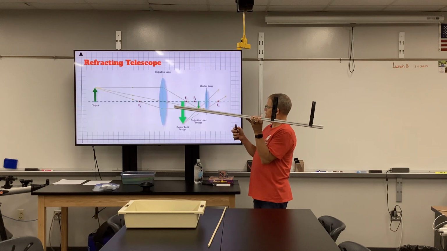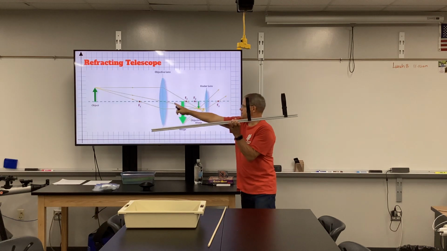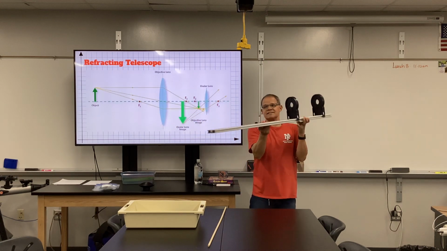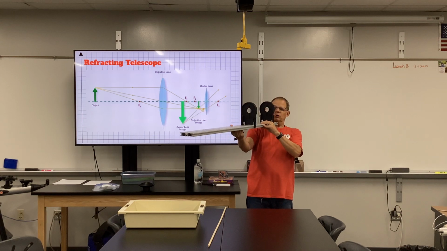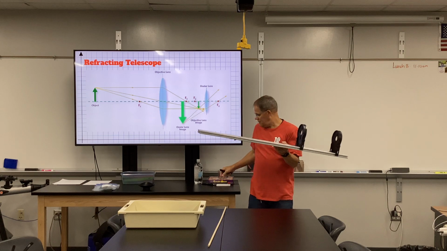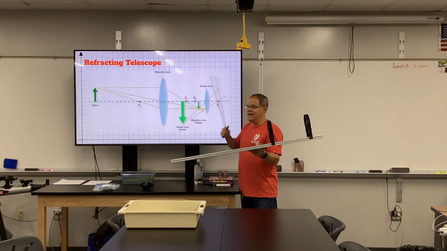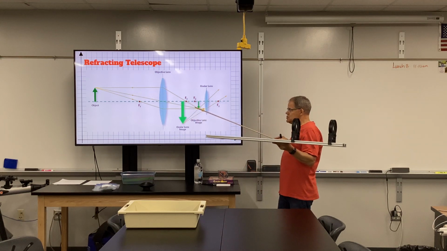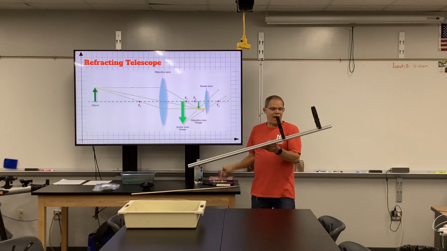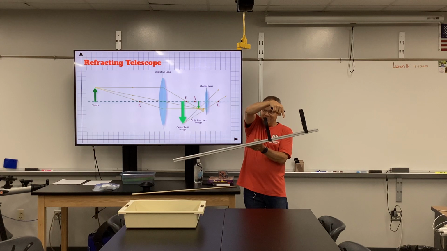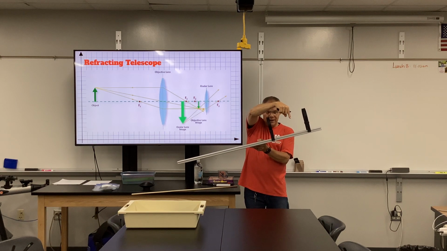Here's the objective. It's the first one. If I'm looking at something far away, like Drew, here's an object far away. This first lens produces a real image of Drew right about here, okay? Near the focal point. It's small, but it's here.